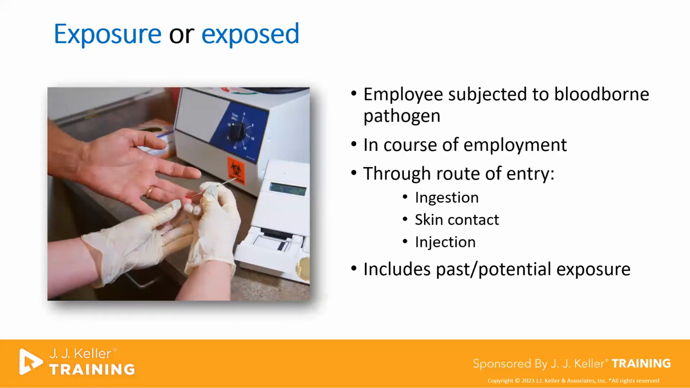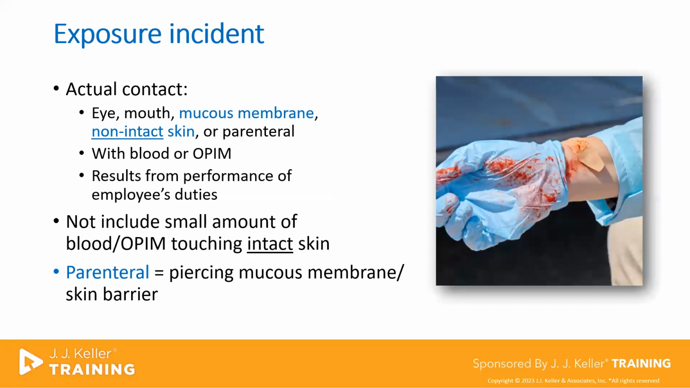Tricia: All right, thank you. Excellent, Rachel. So exposure or exposed means a worker is subjected to a toxic substance or harmful physical agent, and this includes biological agents, in this case, a bloodborne pathogen, in the course of employment through any route of entry, and it includes past exposure and potential or accidental exposure. Even with protections, your workers might still have an exposure incident, which means a specific eye, mouth, or mucous membrane, non-intact skin, or parenteral contact with blood or OPIM that results from the performance of a worker's duties.